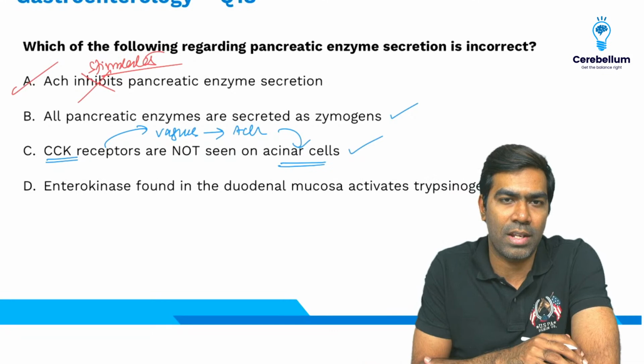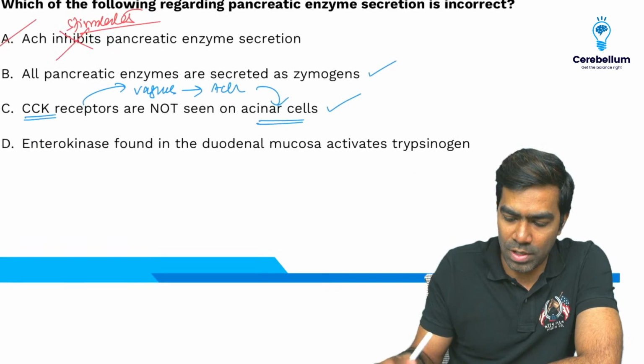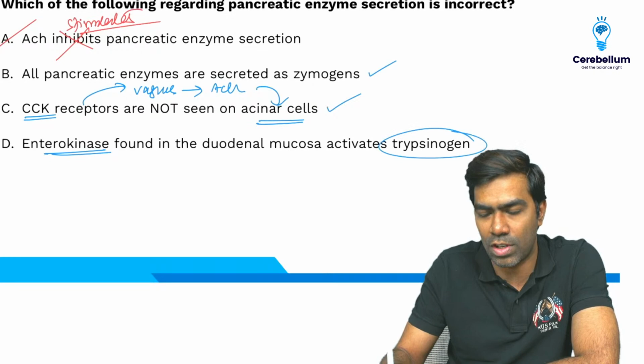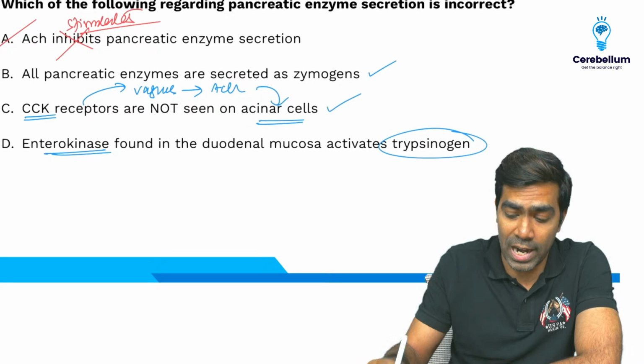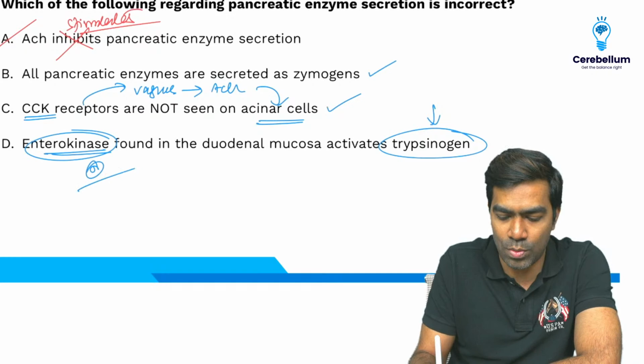And enterokinase found on duodenal mucosa activates trypsinogen. This is very, very correct. In fact, the first step in pancreatic enzyme activation is activation of trypsinogen to trypsin. That is going to activate multiple other enzymes as a cascade. So who is activating trypsinogen in the first place? That is an enzyme called enterokinase. This is also a previous year question, one of the physiology questions they asked. So the right answer for this question is option A.